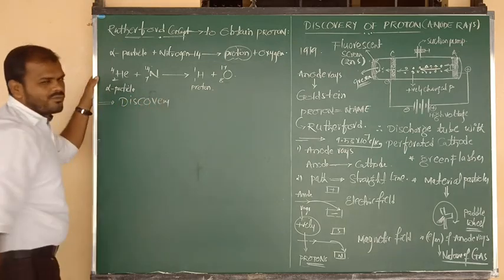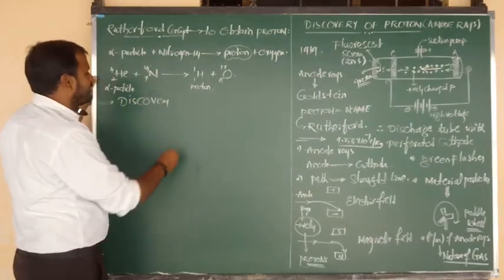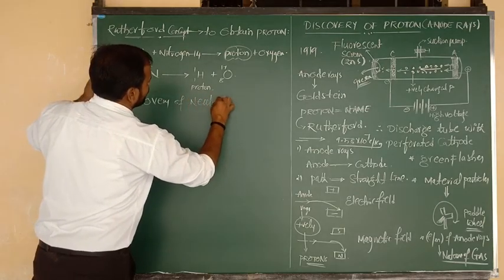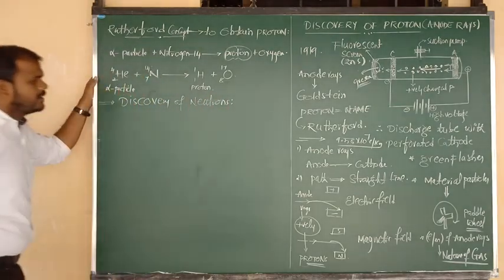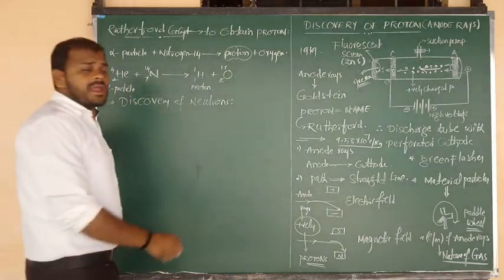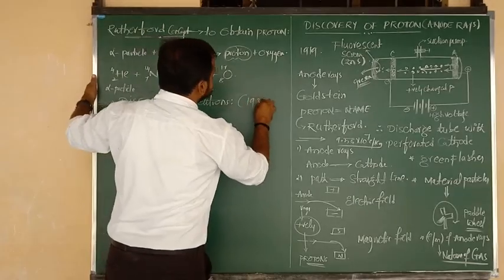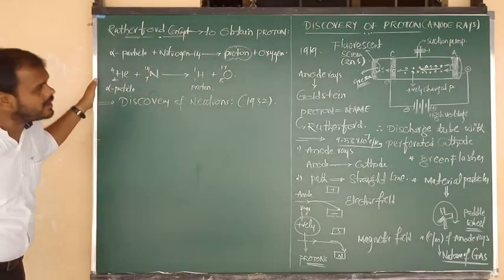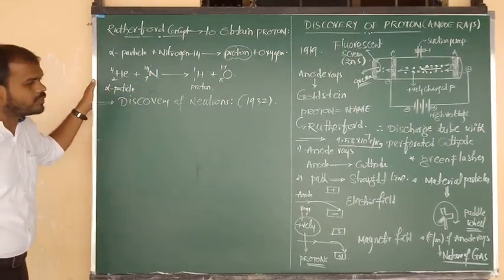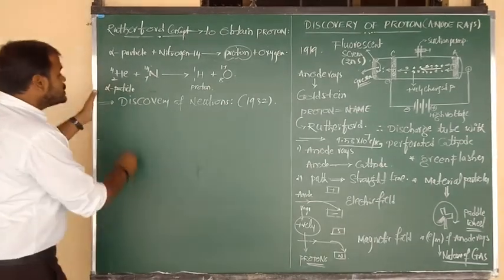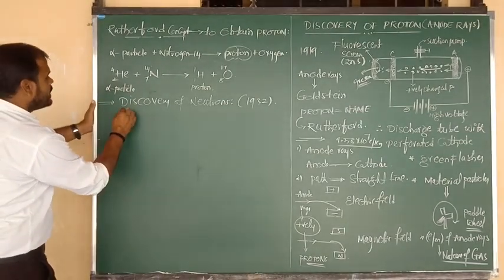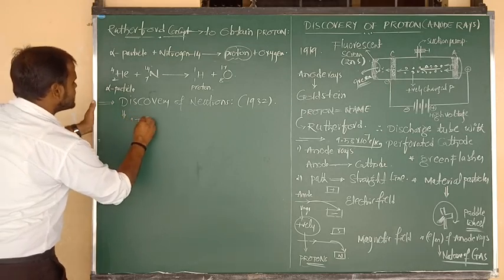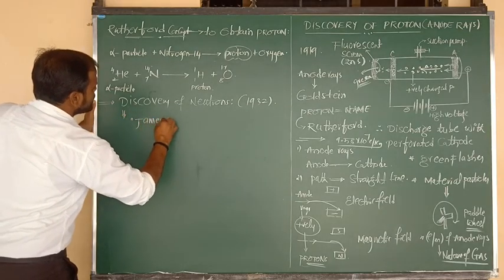For this we don't need any diagram. A small reaction is there. Discovery of neutrons, it was given in the year 1932. What about proton? 1919. What about neutron? 1932. So who discovered neutrons? The discovery of neutrons was given by the scientist whose name is James Chadwick.